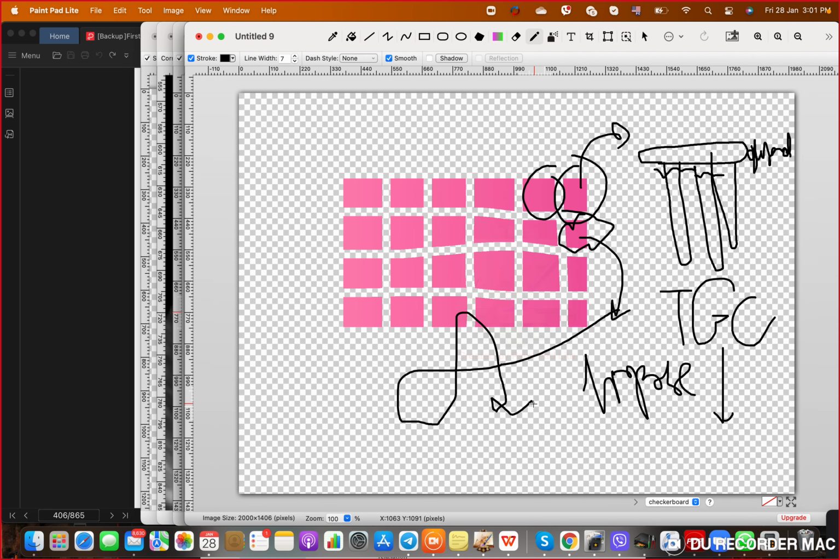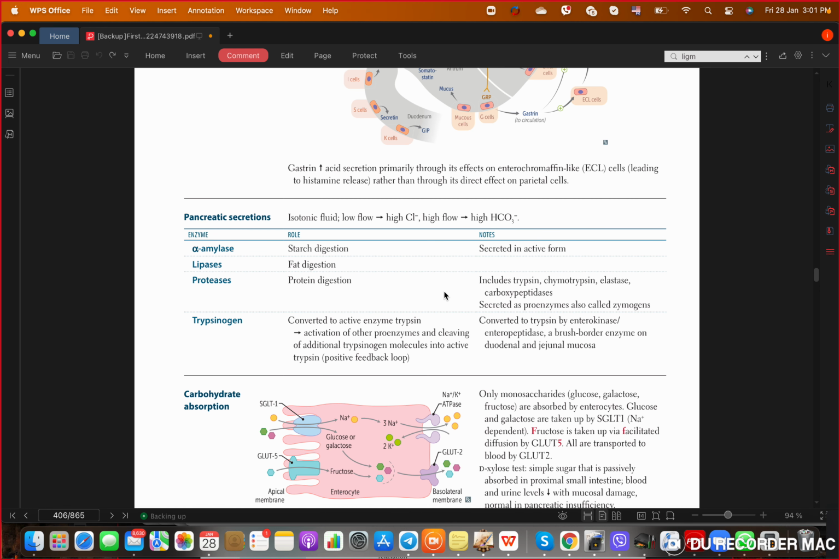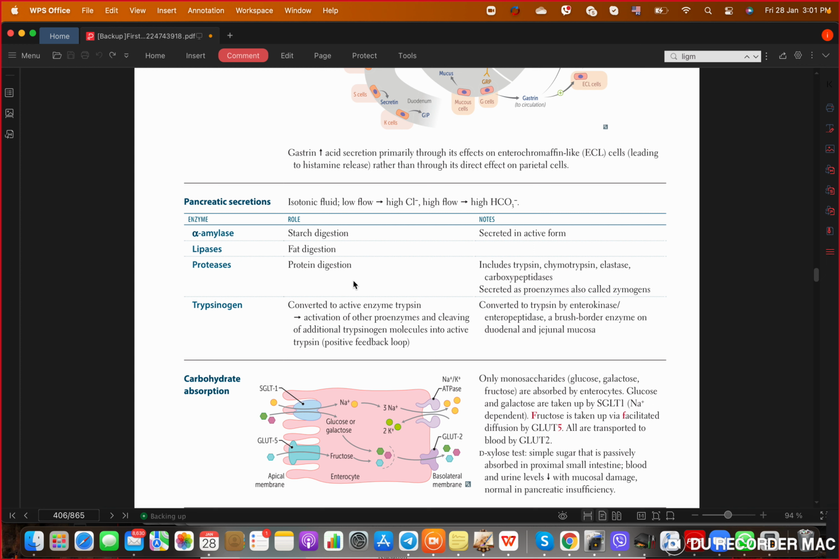Okay. So the protease is for protein digestion. We have trypsin, chymotrypsin, elastase, and carboxypeptidase. They are secreted as a proenzyme, also called zymogen. To convert zymogen into an active enzyme, what should you do? How to convert zymogen into an active enzyme? To cut the N and C terminals off?